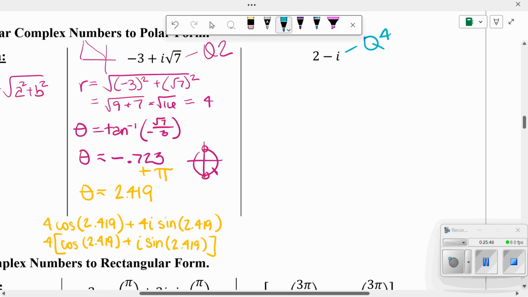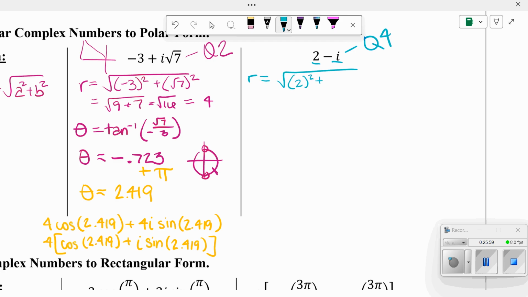Okay, we are in quad 4. Our real part is 2. Our imaginary part is a -1. So when you get ready to do r, we've got the square root of 2 squared plus a -1 squared. That gives me 4 plus 1. I'm just getting the square root of 5 for r on that one.